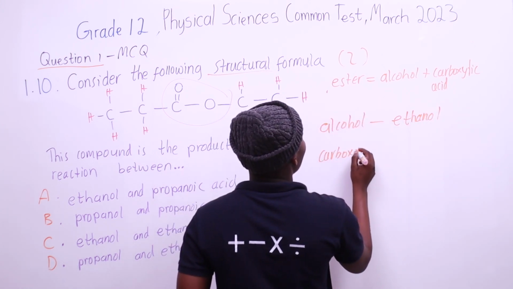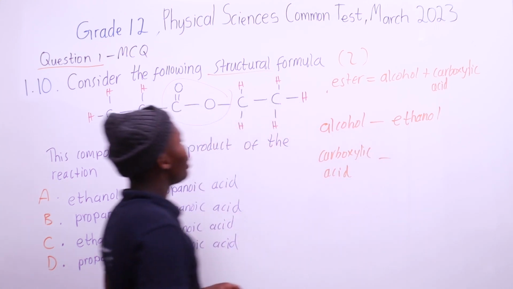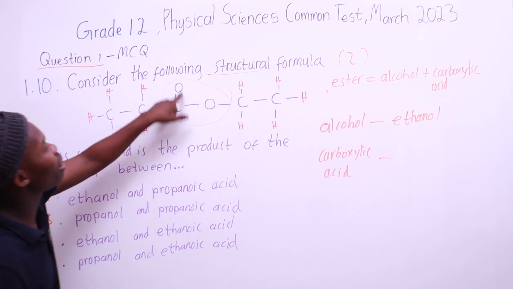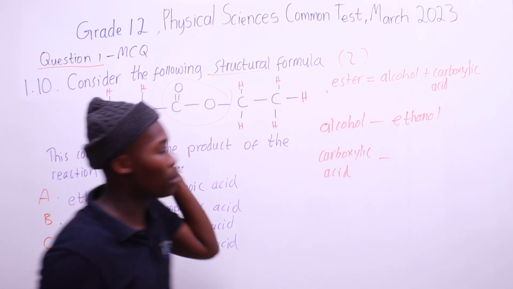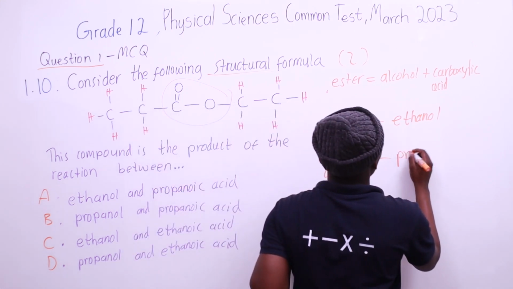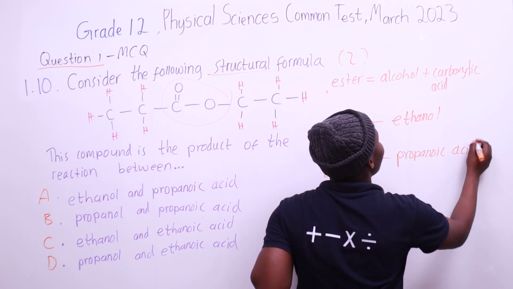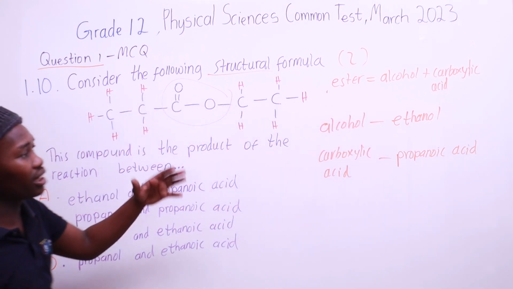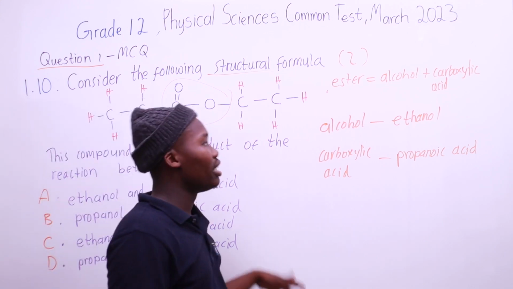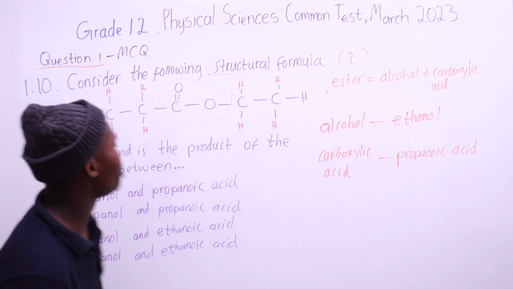Now we want the carboxylic acid. From the C double bond O, we count 1, 2, 3 carbons, about 3, which means this is propanoic acid. So to get this ester, ethyl propanoate, ethanol must combine with propanoic acid.